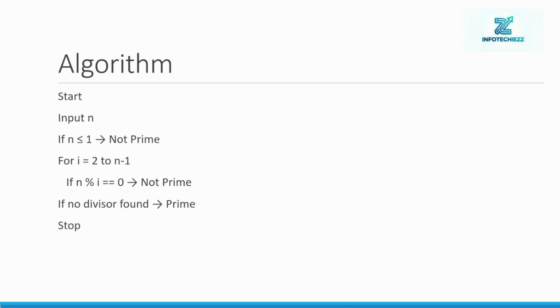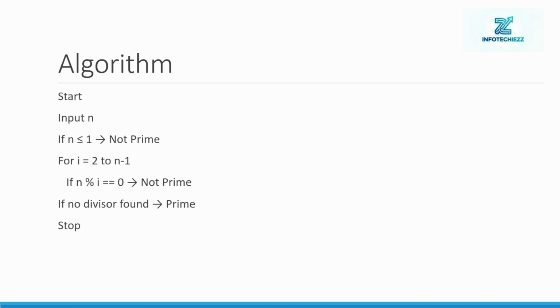So let's see the algorithm. At first we have to take input from the user, and in an if condition we have to check the number. If n is less than or equal to 1, it is not a prime number. So we treat 1 as not a prime number.